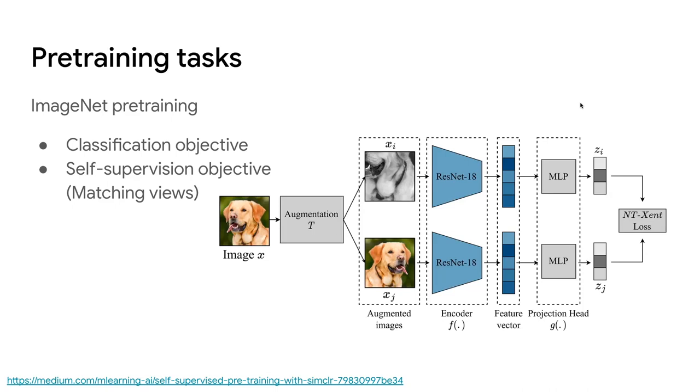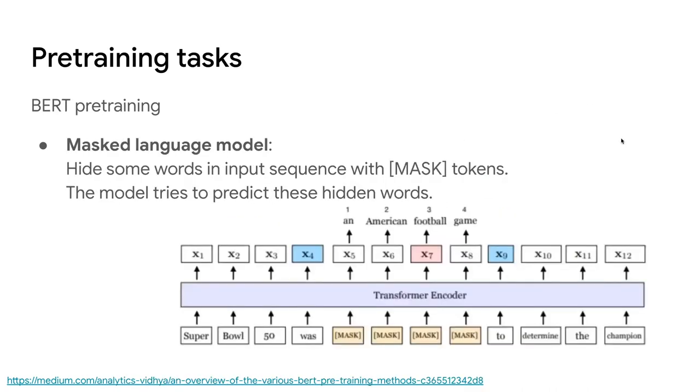So in a sense, your task here is to identify which patches are coming from the same image versus which patches are coming from other images. So you're building a new task here from the pixels, where the only information is how the pixels are separated across different images. So that's one example. For languages, there are more natural tasks that you can do.